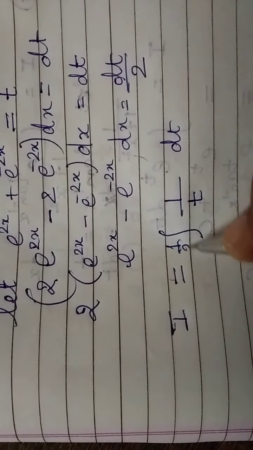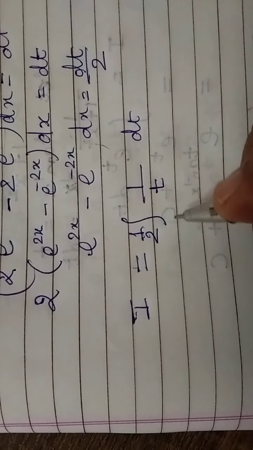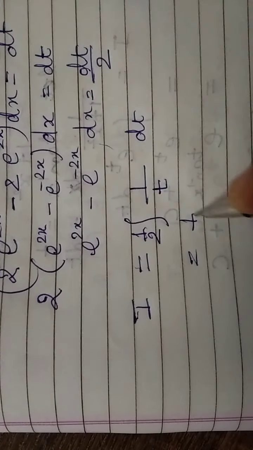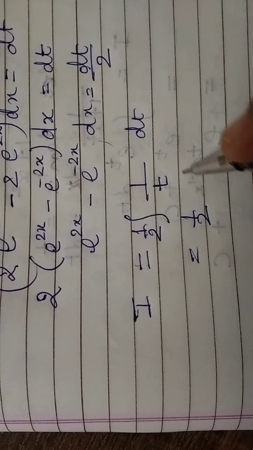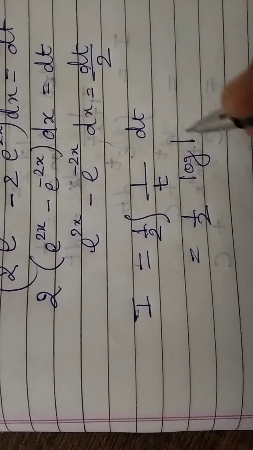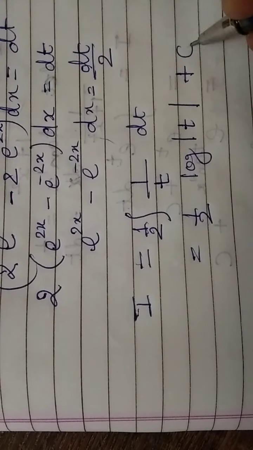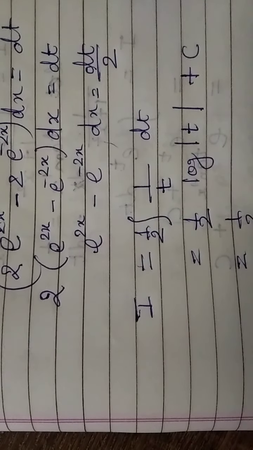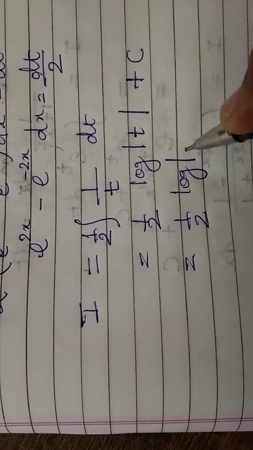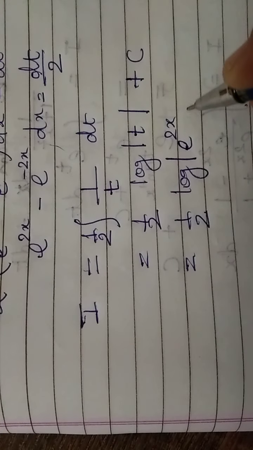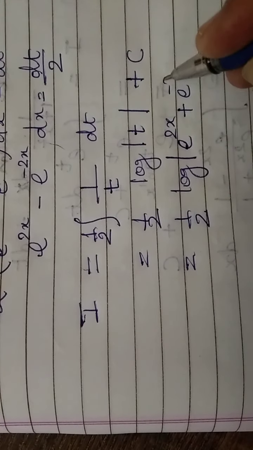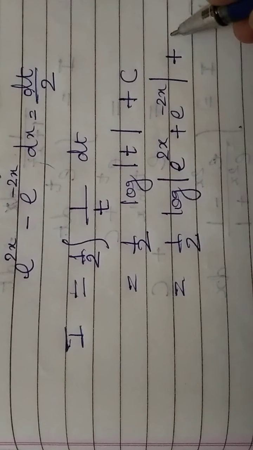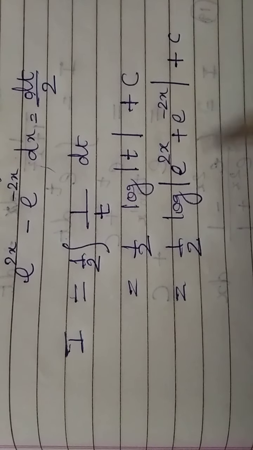That upon 2 I take outside, so that becomes 1 upon 2 integral 1 upon t into dt. So 1 upon 2 is a constant, and integration of 1 upon t is going to be log of modulus of t plus c. Now that is equal to 1/2 log of, my original question did not have t, so I have to resubstitute the value of t, and I had taken e raised to 2x plus e raised to minus 2x as t, so instead of t I replace the value of t, and then plus c. So this was it. Now let's go to the next question.